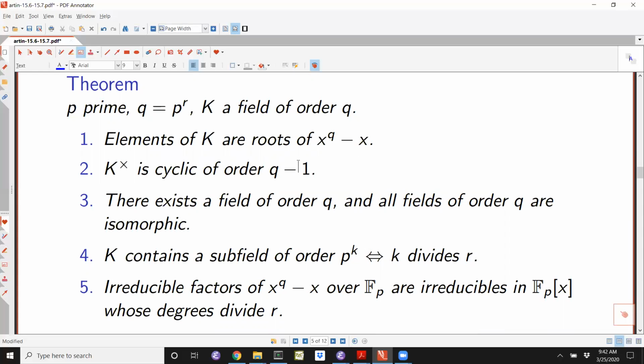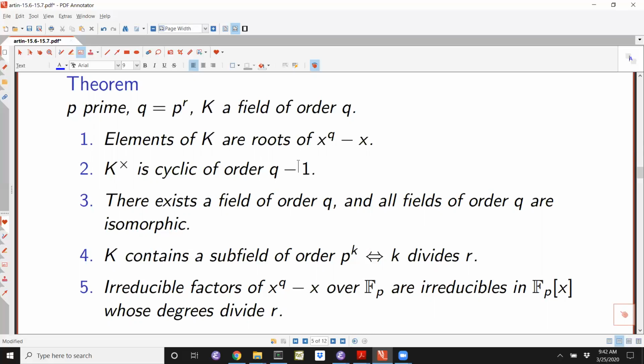Capital K is a field of order Q. It will follow then that the multiplicative group of K is cyclic of order Q minus 1. You know it's order Q minus 1 because the multiplicative group is the non-zero elements, so you just throw out zero. There's Q minus 1 things in it, but the remarkable thing is that the group is always cyclic. That's a wacky fact that I still really haven't quite wrapped my mind around after all these years.